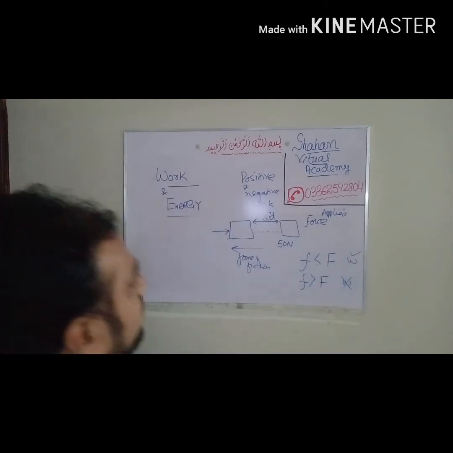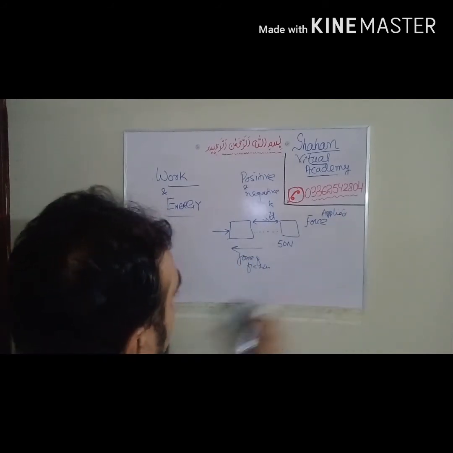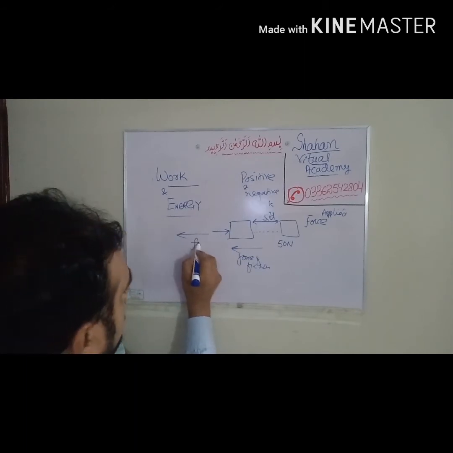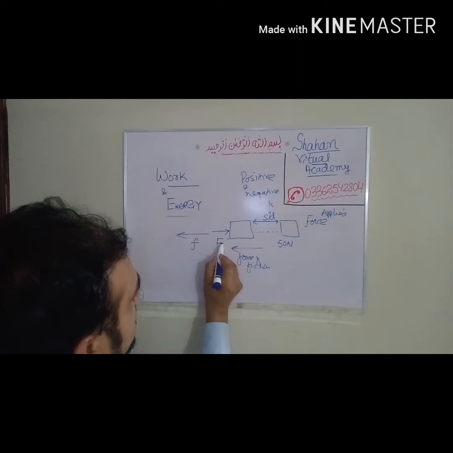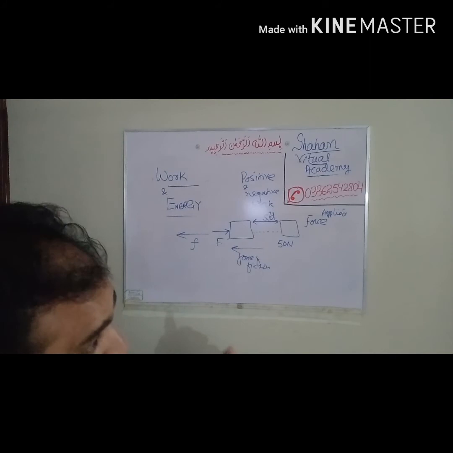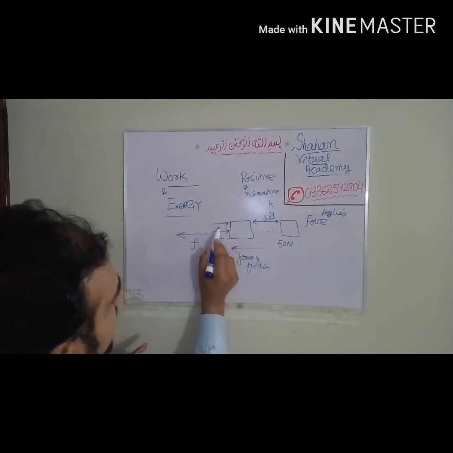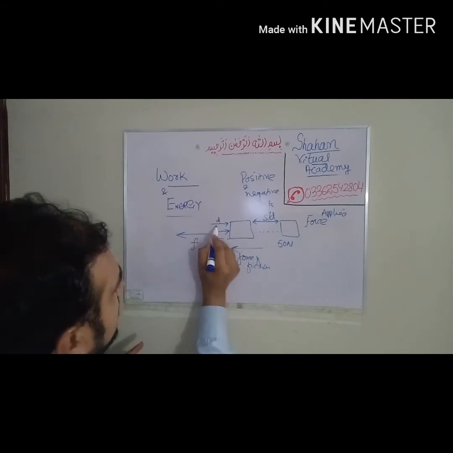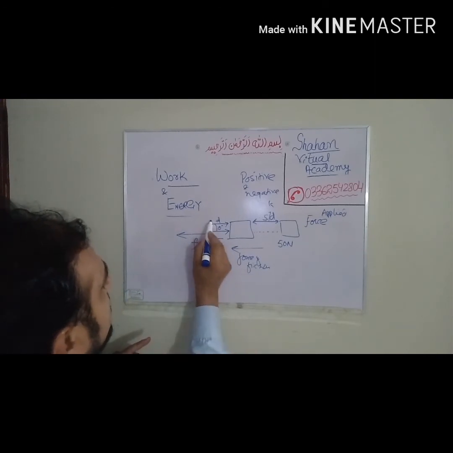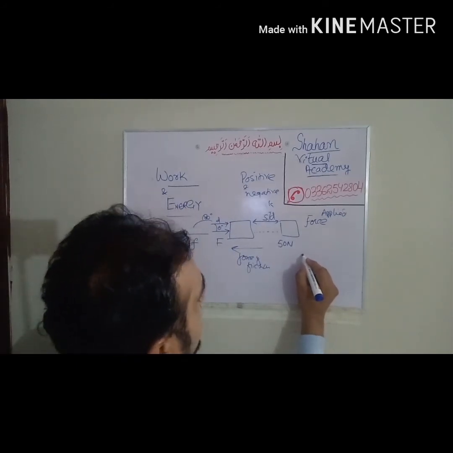The direction of the applied force F is in this direction, the direction of work is to the right, and the direction of displacement is also to the right. So the angle between F and d is 0 degrees, while the angle between the friction force and d is 180 degrees.